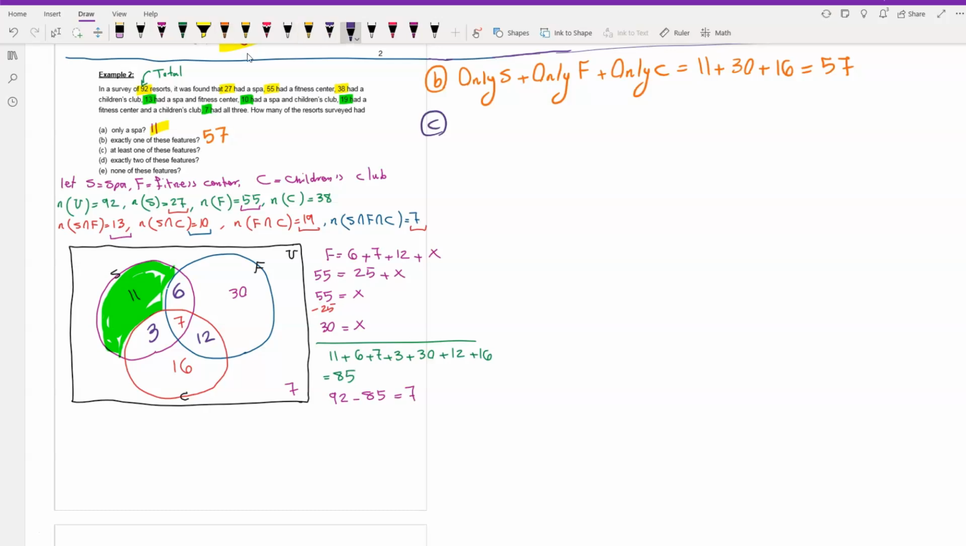Part C, at least one of these features. So we can have 1, 2, or 3 of these features because it says at least one. That means we can have only one, which is 11, 30, 16. Or we can have 2, F and S, F and C, S and C, so having 3, 6, and 12. Or we can have all these 3 features, which is 7, the number that we have in common between all these 3 features.